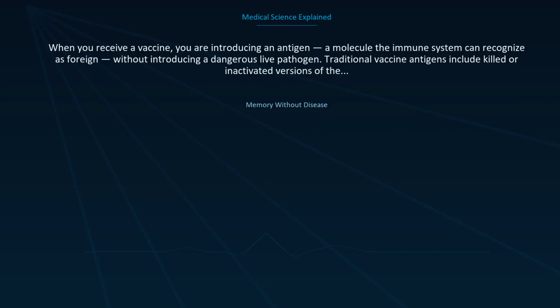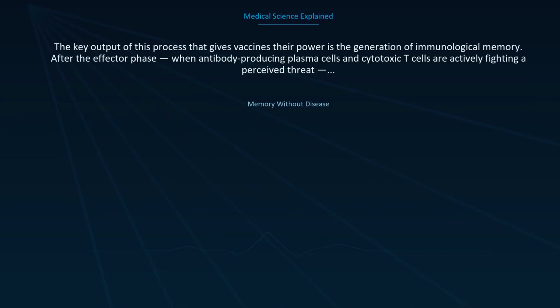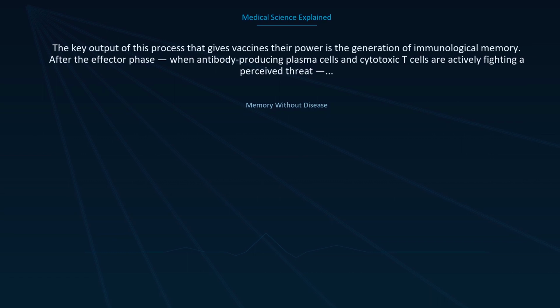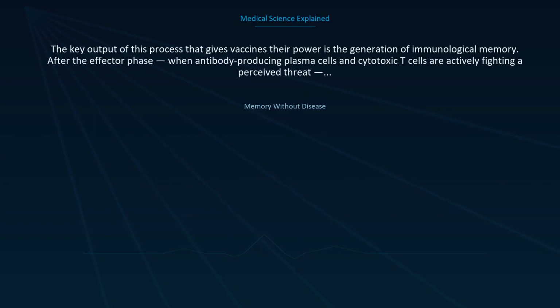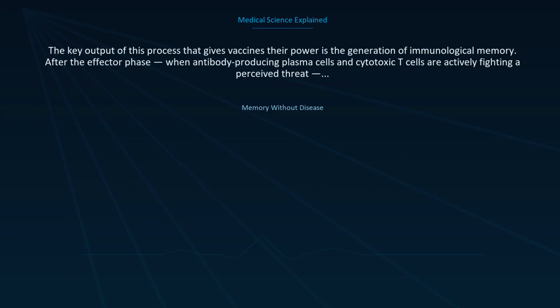The key output of this process that gives vaccines their power is the generation of immunological memory. After the effector phase, when antibody-producing plasma cells and cytotoxic T cells are actively fighting a perceived threat, most of these short-lived effector cells die. But a subset, the memory B cells and memory T cells, persist for years or decades in a resting state. These memory cells have already undergone the clonal expansion and selection process.